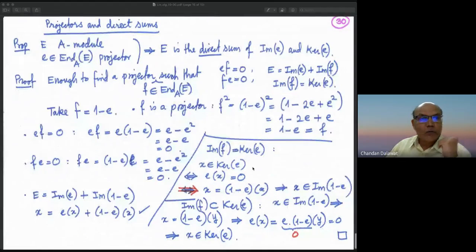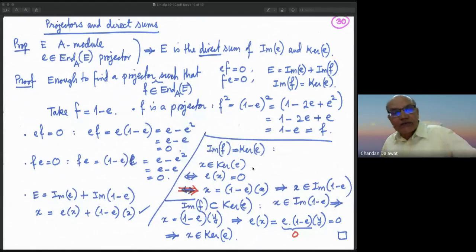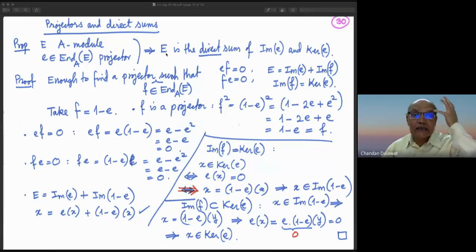Now let's come to this. When you're given just one projector in an A module E, so it's an endomorphism whose square is equal to itself, then I'm claiming that E is the direct sum of these two modules, the image of little e and the kernel of little e. Okay. So what do we need to show in order to say that E is the direct sum of these two submodules? We need to show that their intersection is trivial and that their sum is equal to E.